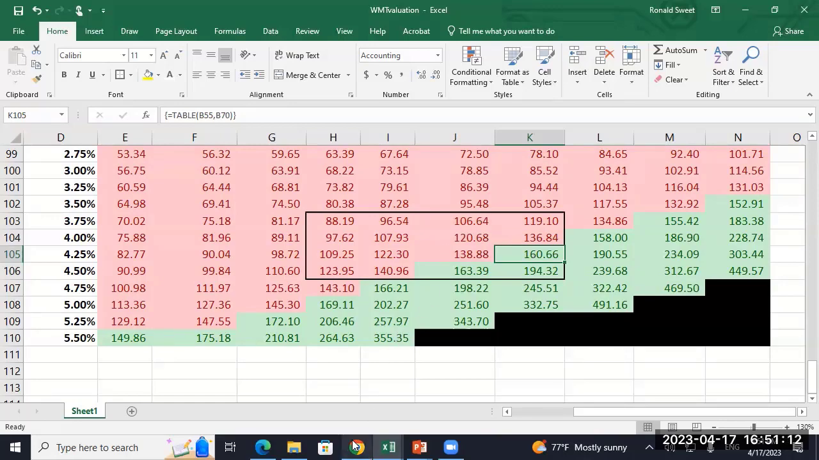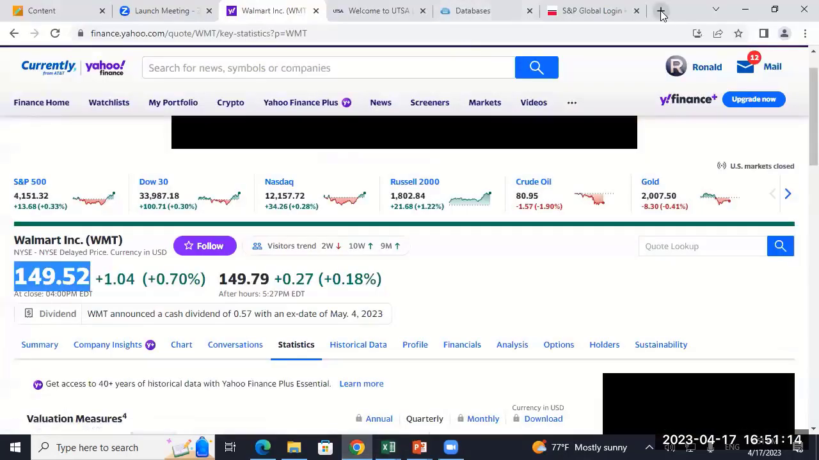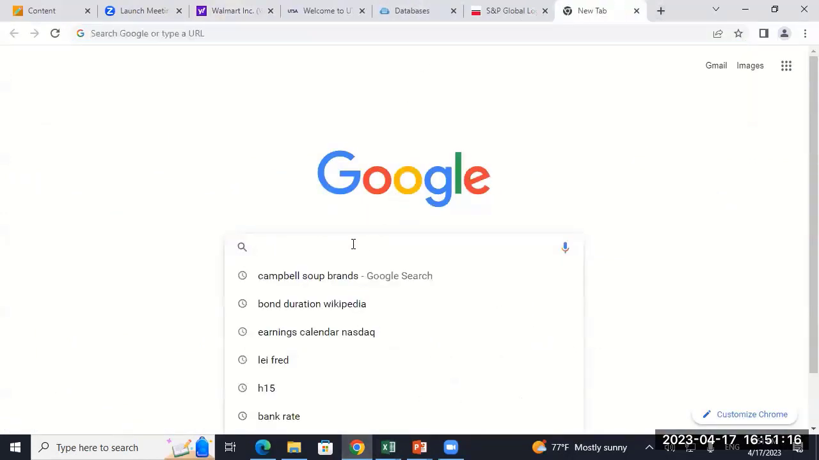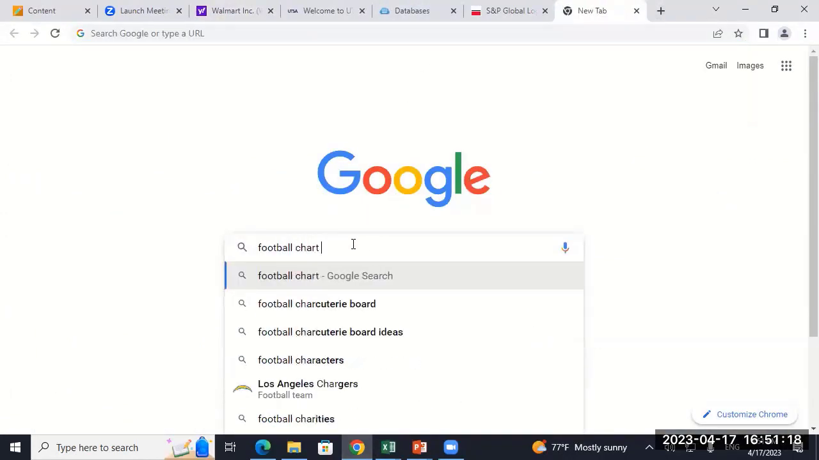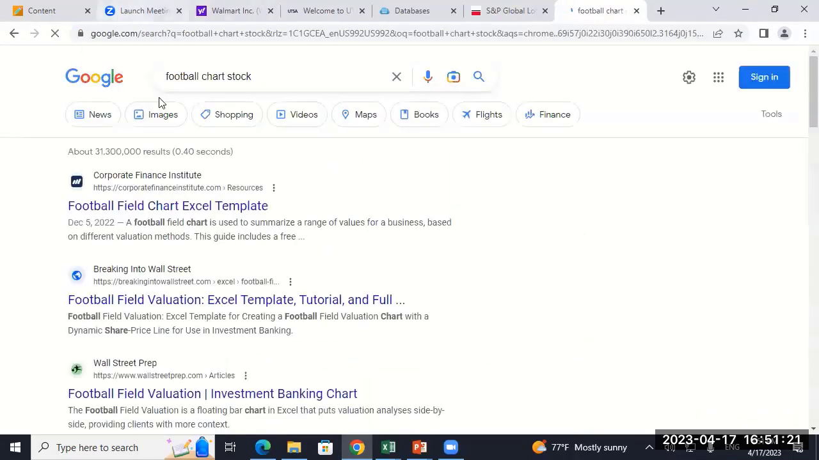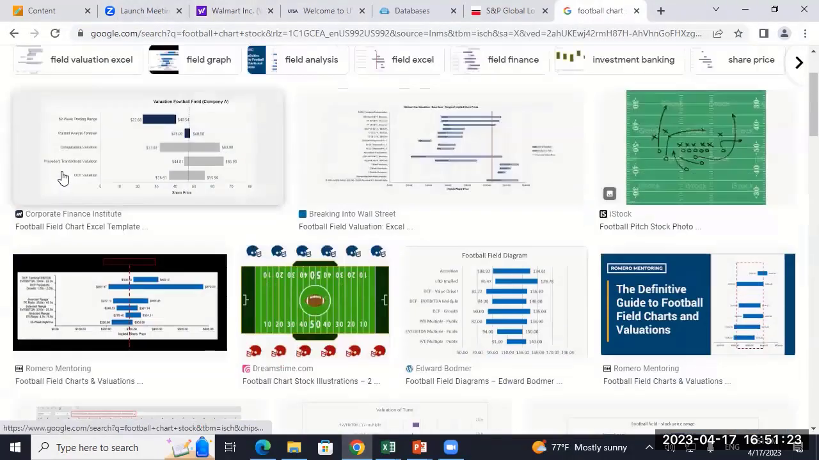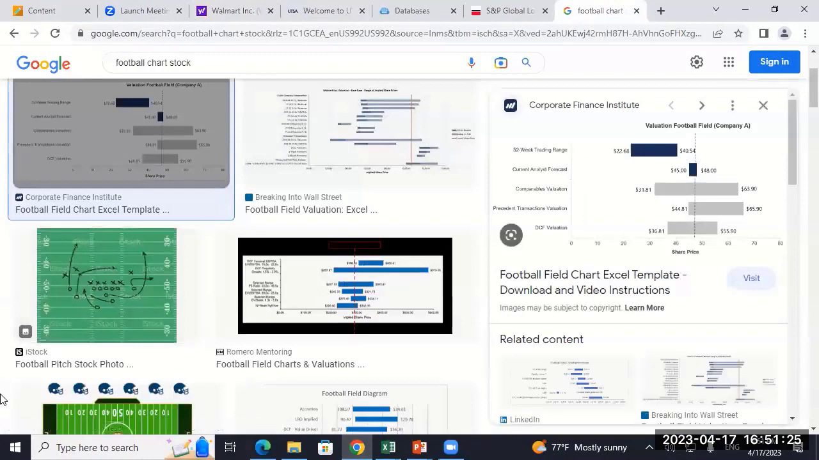Even more powerful, if any of y'all would really want to get out there and try it, is to do a football chart. I don't know if y'all have done football charts before, but they're great for a paper like this. Essentially, maybe you have three models with different assumptions, and that gives you a range for each model. Then you put the current price right in there and see: is the current price to the right of my models or to the left? So that's another approach. There's many, many different ways to do it.